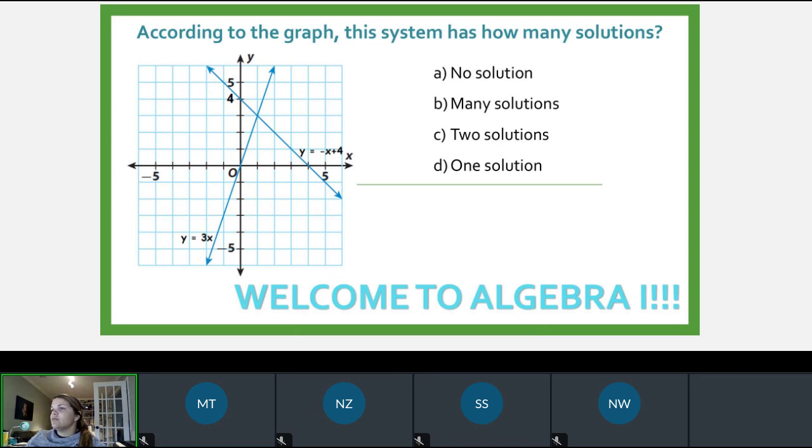All right, guys, so let's do a real quick review. Sorry that took so long, but according to this graph, how many solutions does this system have? Aubrey, it's going to be module 4.05 where you'll find the unit test.